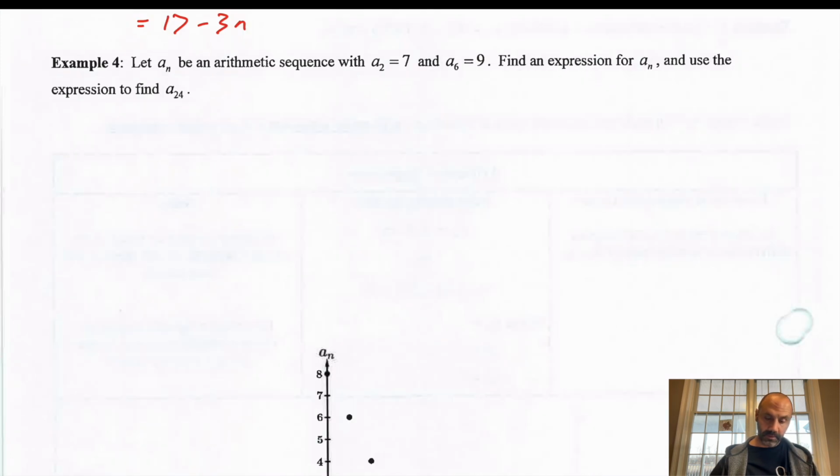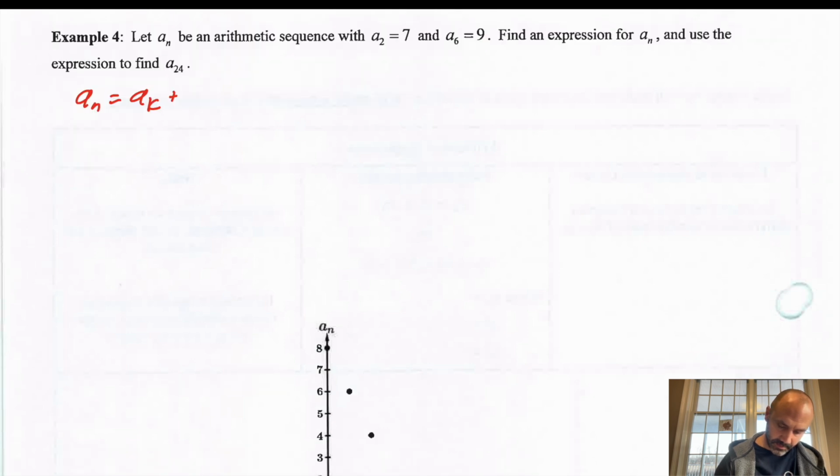Okay, example 4, let A sub n be an arithmetic sequence with A2 equals 7 and A sub 6 equals 9. Find an expression for A sub n and use the expression to find A24. So this time, they don't even give us the difference. And so we're going to have to find the difference, using the formula that we just used. Right? So A sub n equals A sub k plus D times n minus k. Okay, so now we have this formula, and we're going to be using A sub 2 for A sub k, which is kind of like our new base, and then A sub 6 for A sub n.